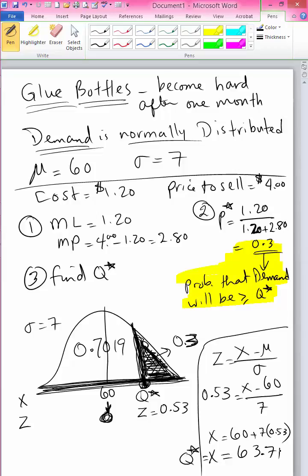Essentially that's the best quantity that I should carry on hand in order to optimize the cost of inventory for these glue bottles. So Q star therefore is 63.7, which of course you can round off to 64 bottles. Thank you.